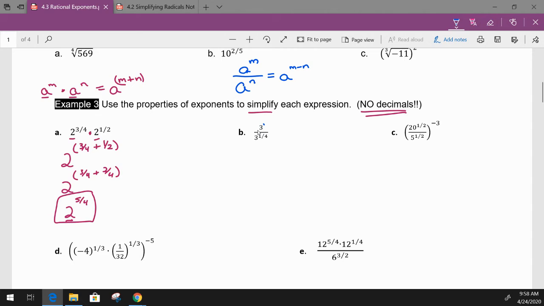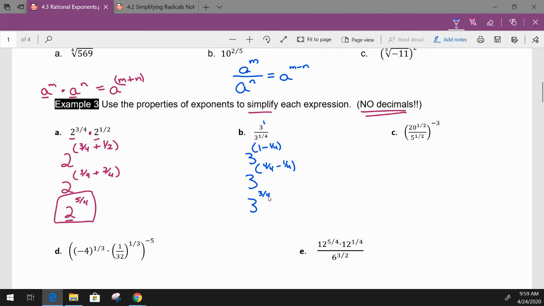So in this example, the exponent is technically 1. So when you just have a number with no exponent, it does have an unwritten exponent of 1. So the base is 3. So I would be able to take 3 to the power of 1 minus 1/4. So I'm going to subtract these exponents. So again, our common denominator would be 4. 1 is equivalent to 4/4 minus 1/4 will give me 3 to the power of 3/4.